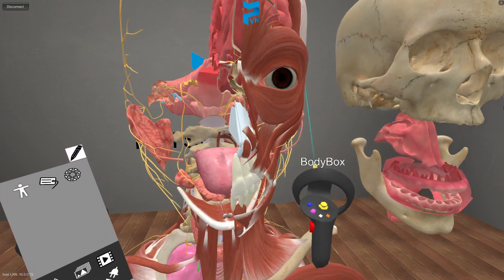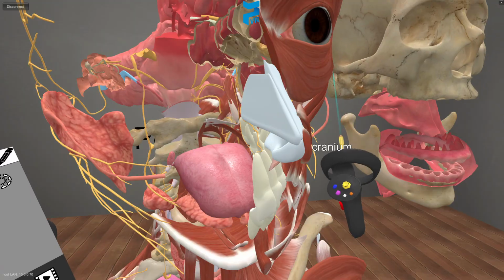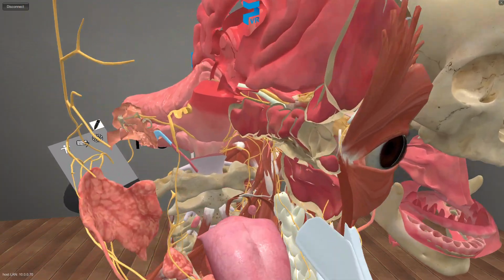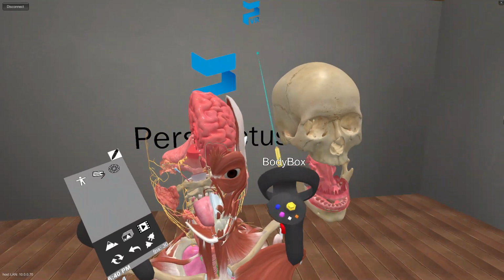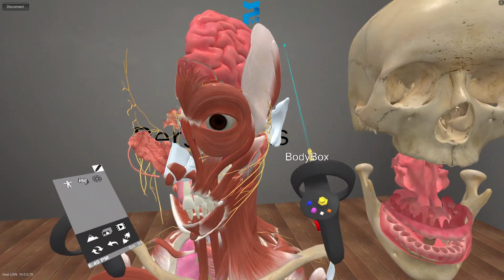Hi, and welcome to this brief module on the anatomy of cranial nerve number 7, the facial nerve. The facial nerve is a mixed cranial nerve with four main functional components.